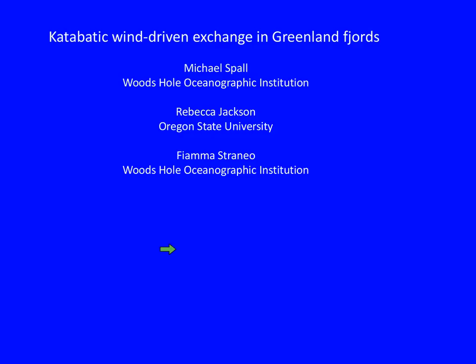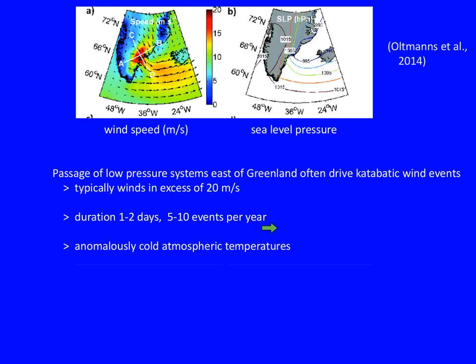So we're a bit upstream from the deep convection regions, but this really deals with the issue of exchange between the relatively warm shelf waters of Atlantic origin and the base of the Greenland fjords. So this is work I've been doing with Becca Jackson and Fiamma Stranio. So just a little bit of background.